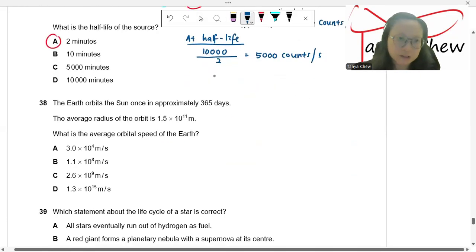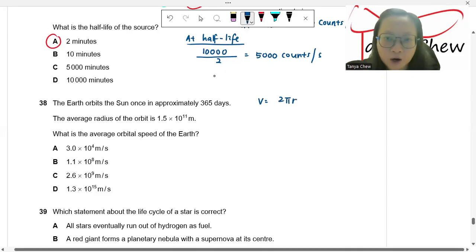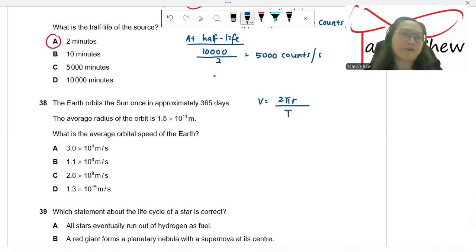Question number 38. The Earth orbits the Sun once in approximately 365 days. The average radius of the orbit is 1.5 times 10 to the power 11 meter. What is the average orbital speed of the Earth? Average orbital speed of the Earth is 2 pi r over t, because one complete cycle is the circumference of a circle, which is 2 pi r, and the time taken for one complete circle is the period.